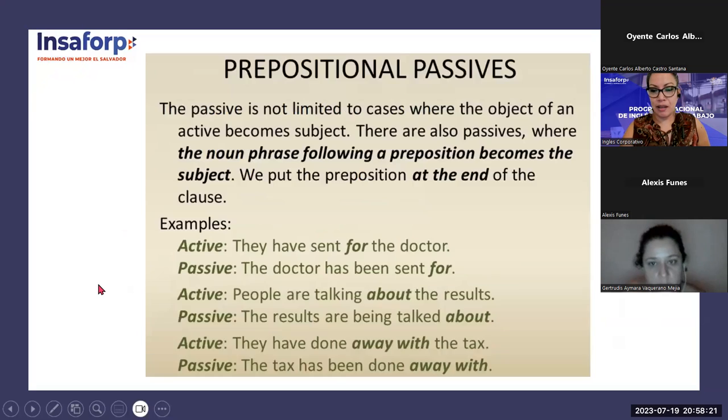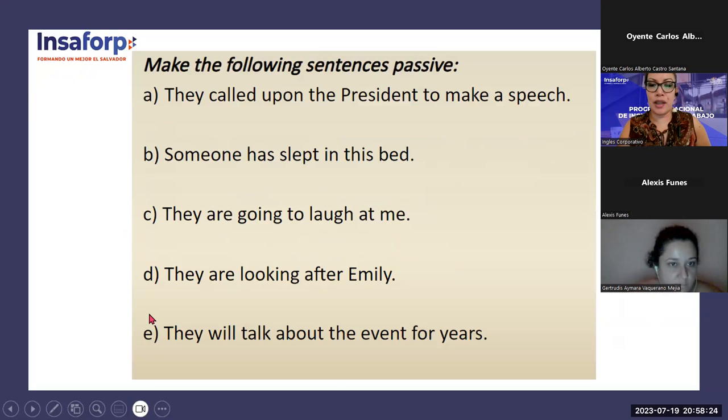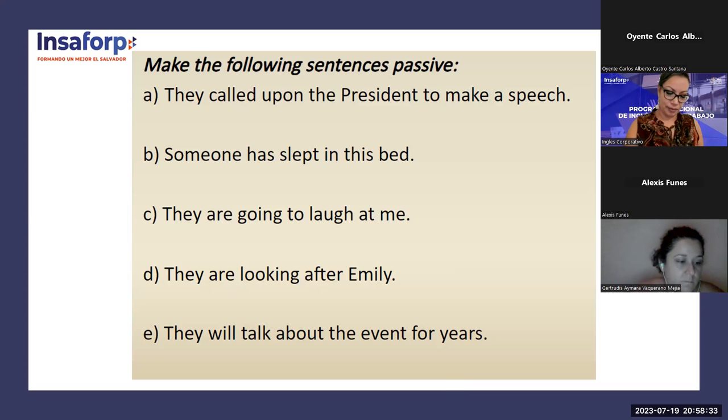Y volvamos ahí. They will talk about the event for years. The event will be talked about for years. Excellent. That's correct, Alexis. Thank you so much. The event will be talked about for years. Excellent.